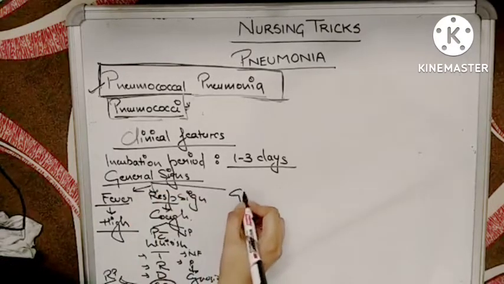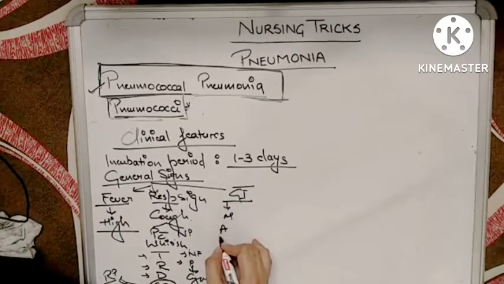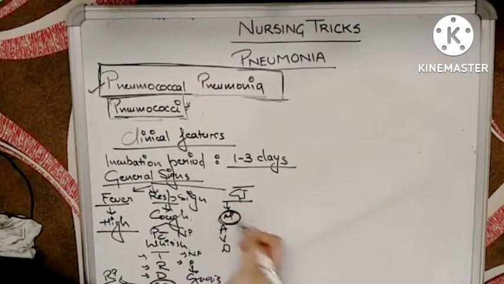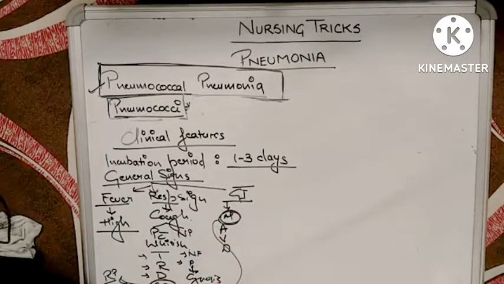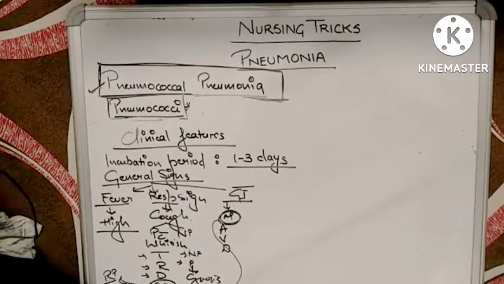Now if we see the GI signs, there will be abdominal pain, anorexia, vomiting, and diarrhea can also be there. Abdominal pain, again, is a referred pain. Again and again I am focusing on this abdominal pain because it can be caused by pneumonia, and it is a pleuritic pain which is referred there.